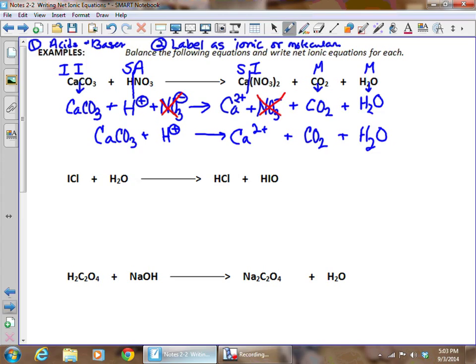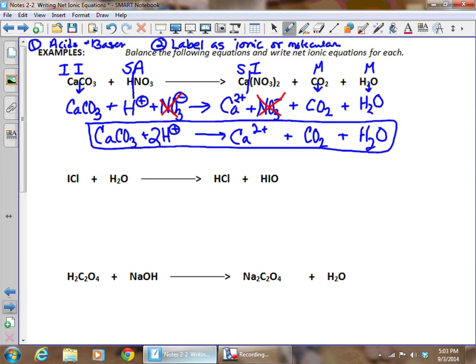The last thing that we want to do is to make sure and get this balanced by both charge and mass. And it looks like if we add a coefficient 2 in front of the hydrogens here, we're going to end up balanced in this equation. And this is our net ionic equation.